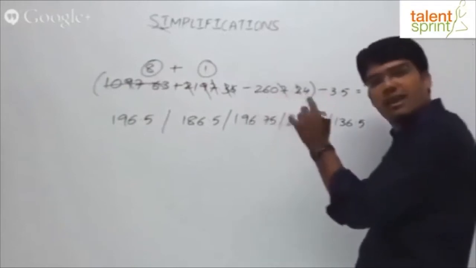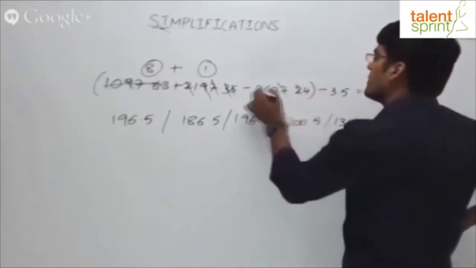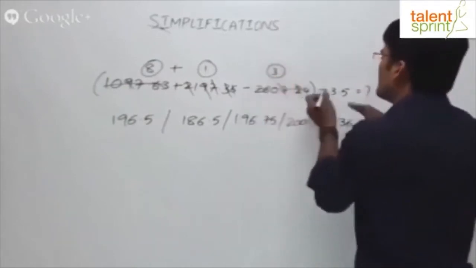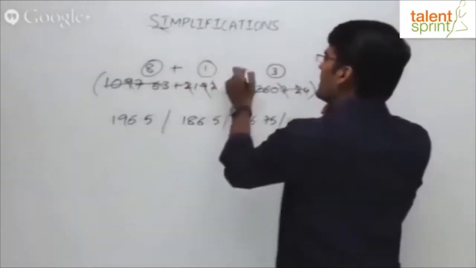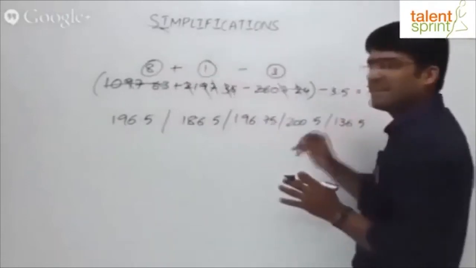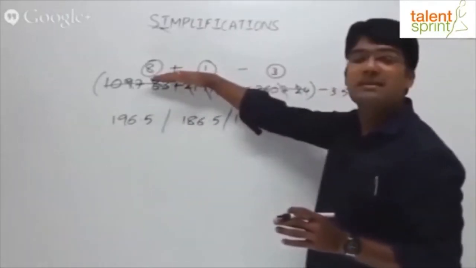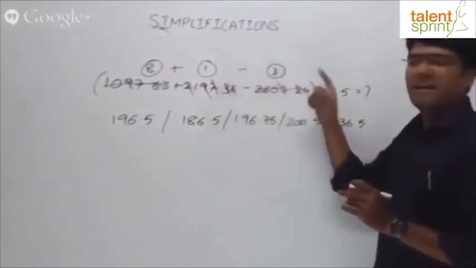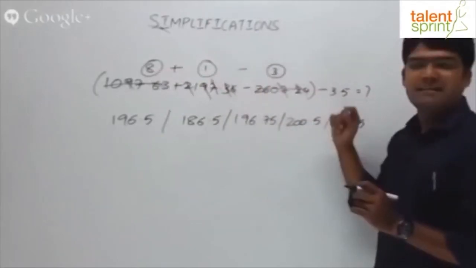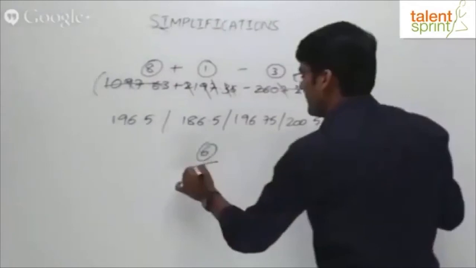12 means 12 again is what? 1 plus 2, 3. So for this it is 3, divided by 3.5 equals to what? Right? Now try to look at this part. 8 plus 1 minus 3. What is 8 plus 1? 8 plus 1, 9. 9 minus 3, 6. Yes or no? 9 minus 3 is 6. So 6 is the root digit divided by 3.5.